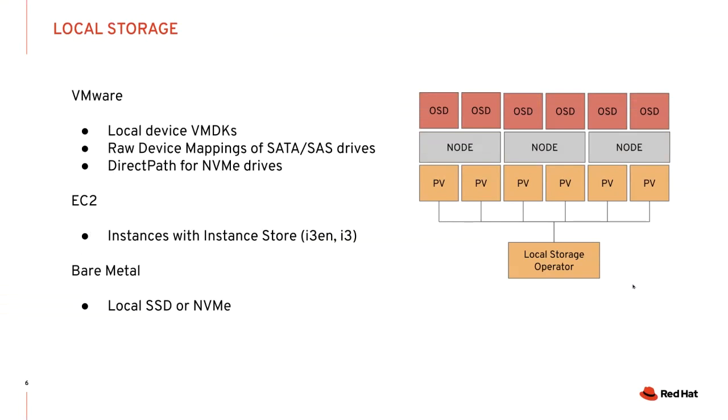So in the case of VMware, that would be where you have hypervisor nodes that have some sort of locally attached media, and then you surface them into the VMs, your OpenShift nodes, either through a local device, VMDKs, where you create maybe a one-to-one mapping of VMDKs to those devices. Or in the case of SATA or SAS drives, there's also in vSphere this idea of doing RDM, or raw device mappings, that basically map those devices directly into the guest that would correspond with your OCP node.